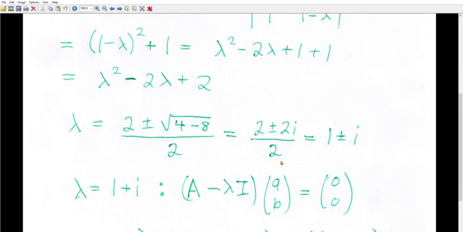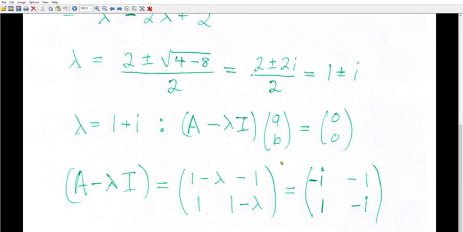Okay, so we're going to do this the way that we attacked the problem when we had real eigenvalues. We're going to take lambda equals 1 plus i, plug into A minus lambda I times (a, b) equals (0, 0), and solve for the eigenvector (a, b). So A minus lambda I turns out to be [1 minus lambda, -1; 1, 1 minus lambda]. You plug in 1 plus i, and you end up with [-i, -1; 1, -i].